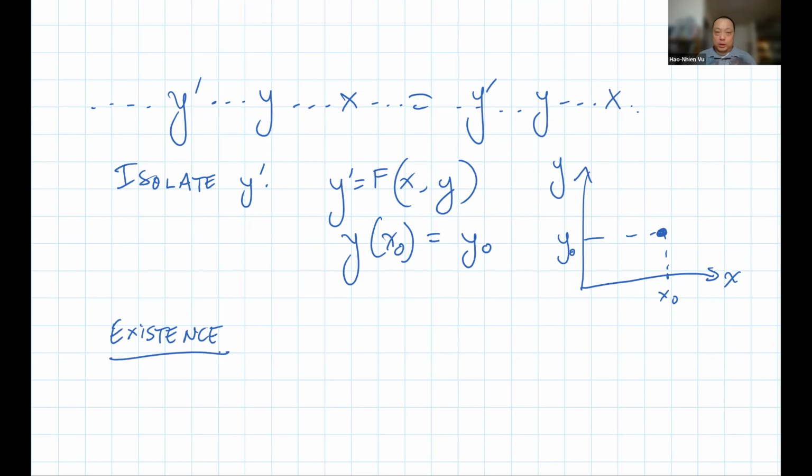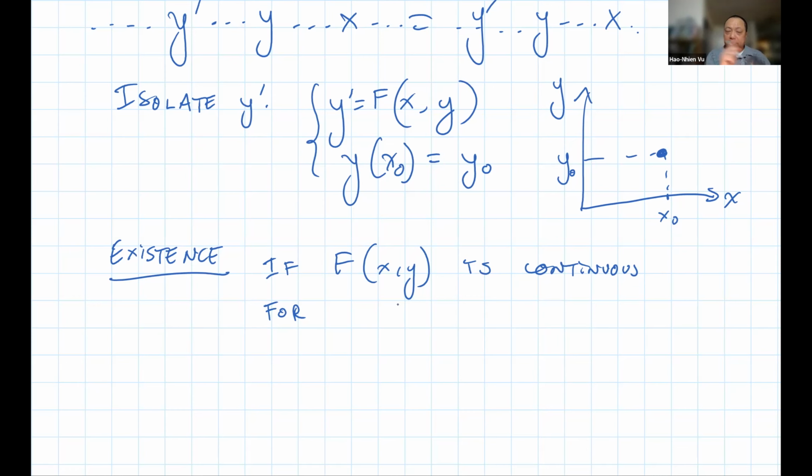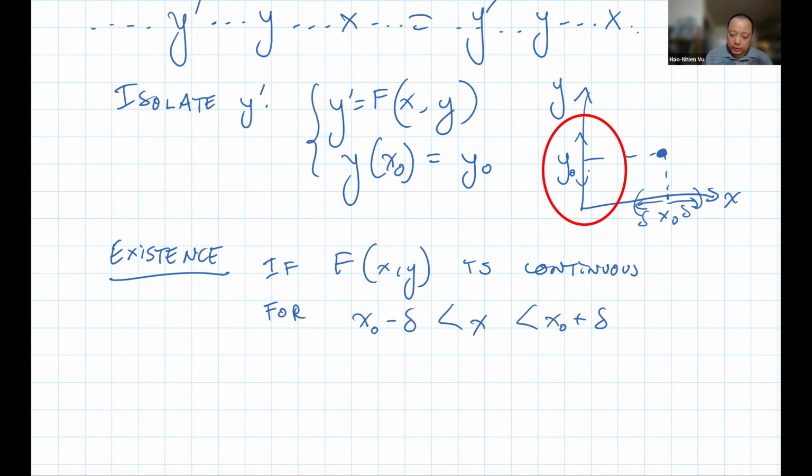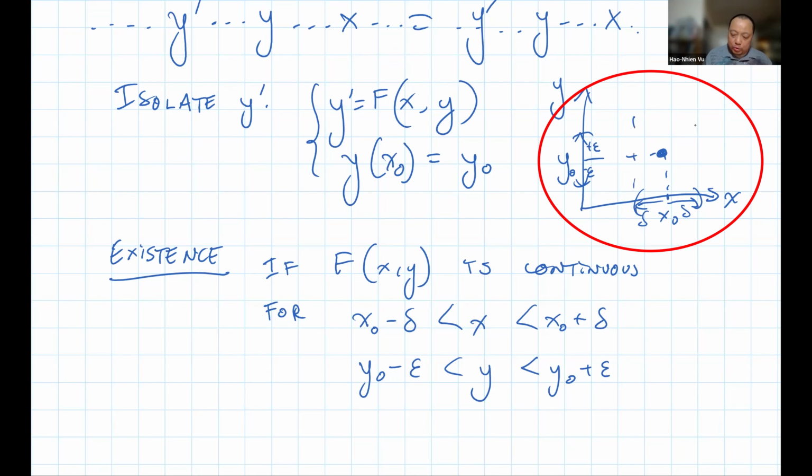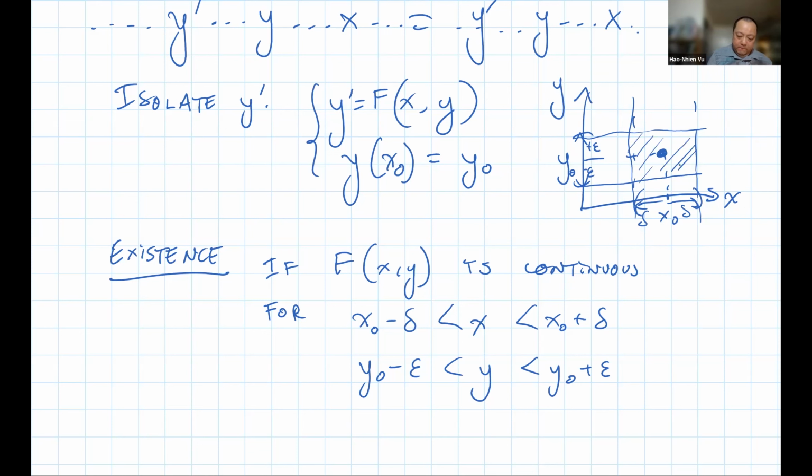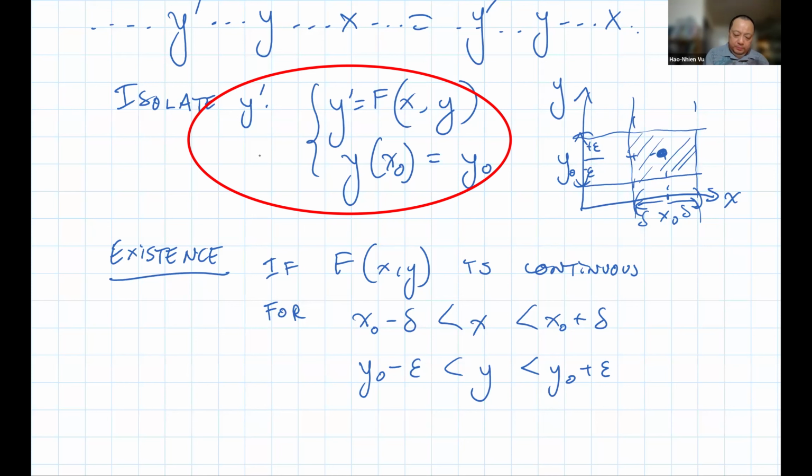The existence theorem for this kind of initial value problem goes like this. If your function f of x, y is continuous for the area of x naught plus or minus some delta, so plus some delta this way and minus some delta that way. So we're looking at x naught minus delta and x naught plus delta for x in between those, and also for y in between some minus epsilon, plus epsilon from that. So y naught minus epsilon less than y less than y naught plus epsilon. All the x's are going to be between these two boundaries, and all the y's in between those two boundaries. That makes a rectangle around the initial value point. If f is continuous in that region, then a solution exists. Let me call this problem star.